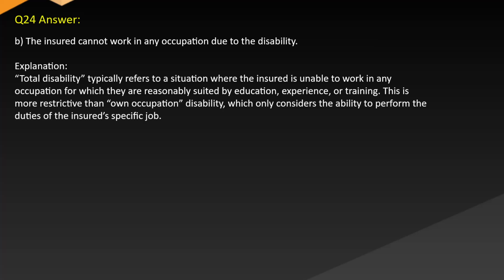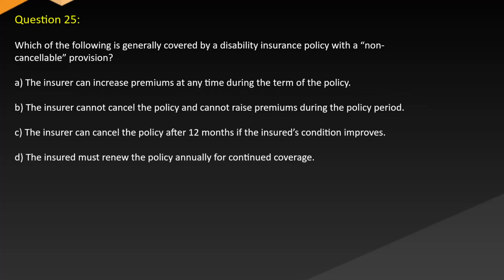Answer B. The insured cannot work in any occupation due to the disability. Explanation: total disability typically refers to a situation where the insured is unable to work in any occupation for which they are reasonably suited by education, experience, or training. This is more restrictive than own occupation disability, which only considers the ability to perform the duties of the insured's specific job.